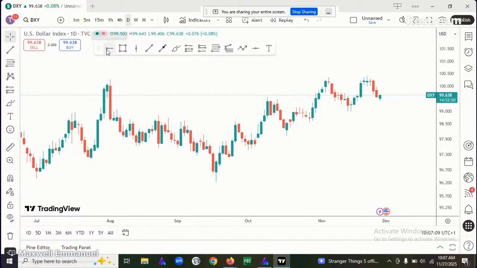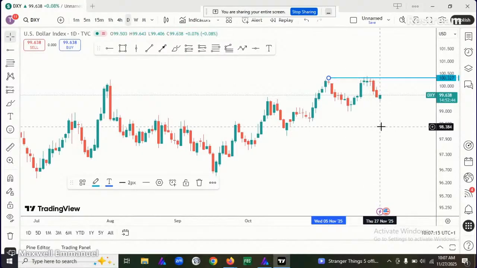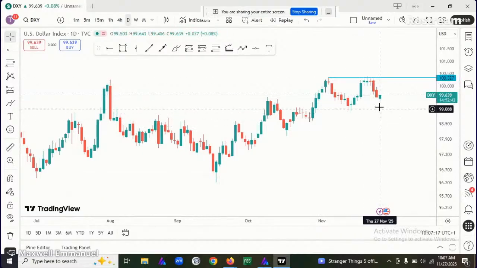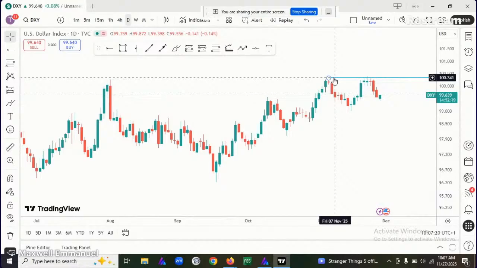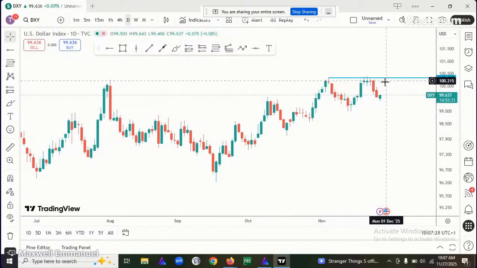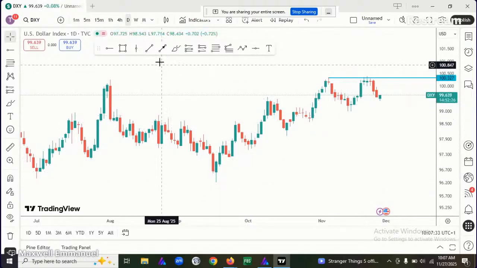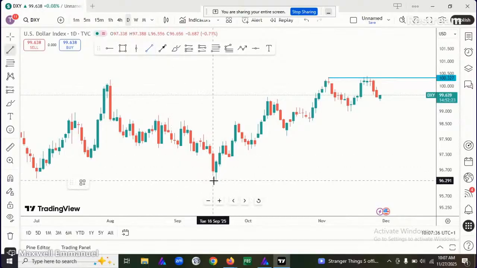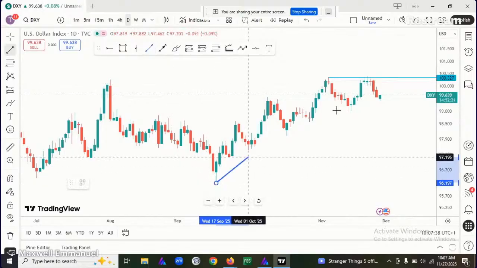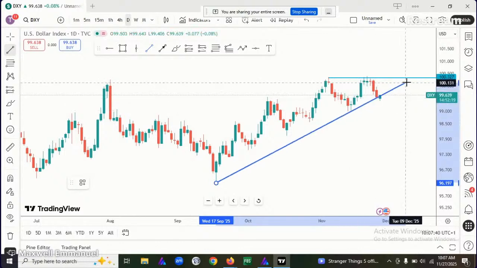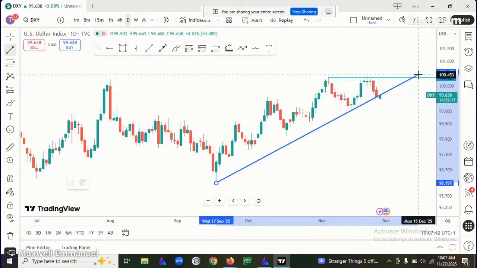So there's a high probability that dollar will come for the liquidity residing at this high, because this is an area of liquidity. Okay, that's using structure. You can see that the trend is bullish. Then if you use your trend line from this swing low, you can see the trend line is bullish.